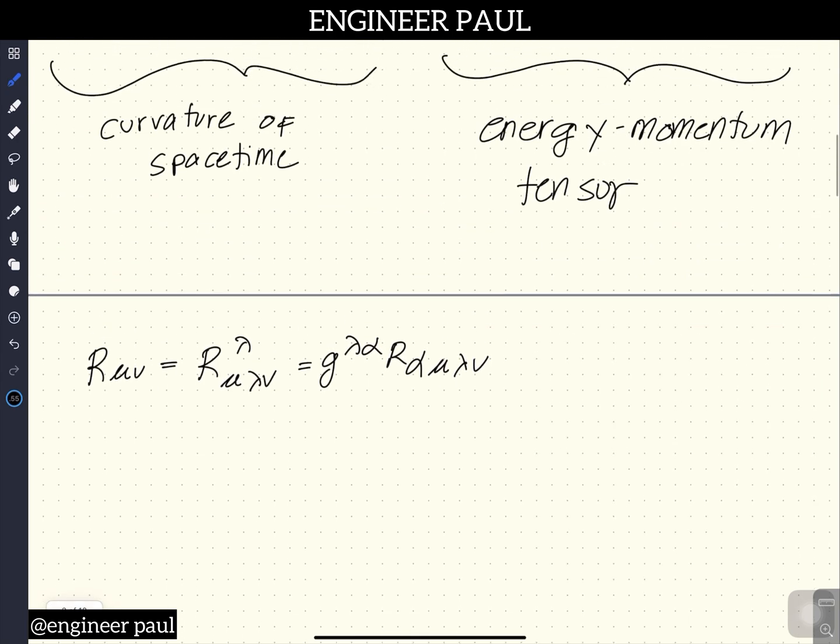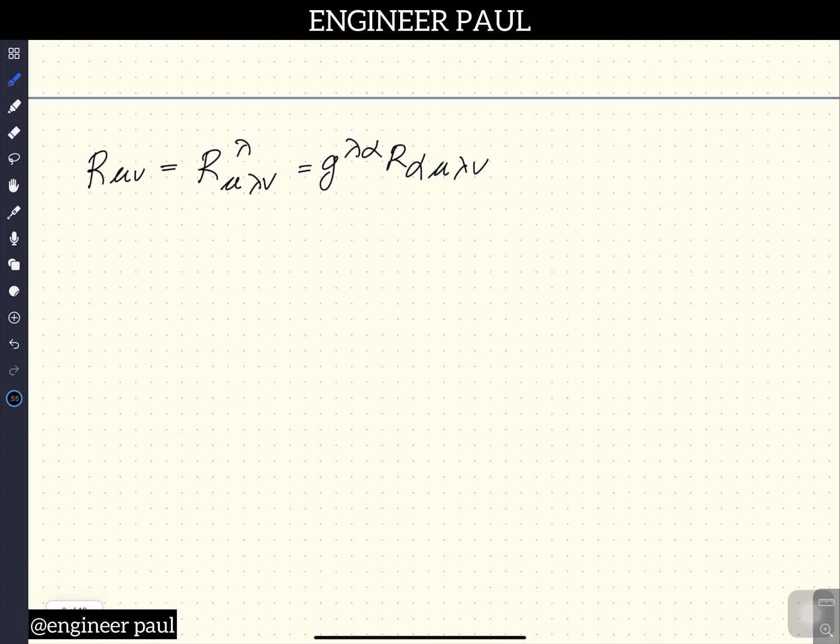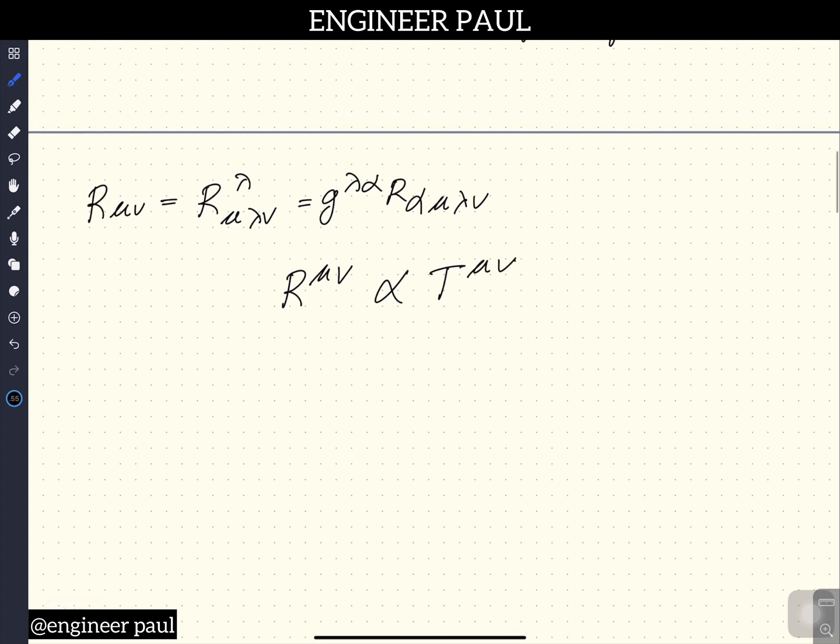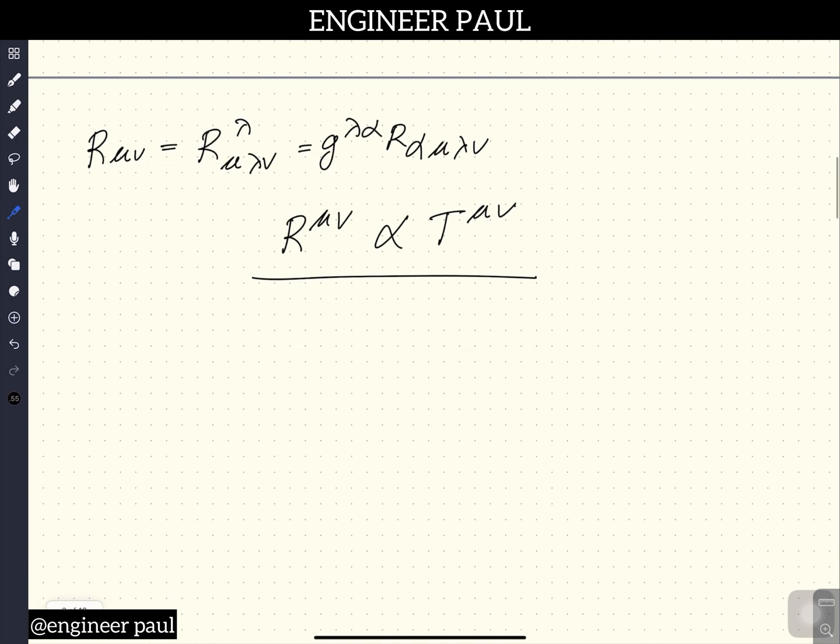Thus, we can say a proportionality between the Ricci tensor with the energy momentum tensor. But there is a problem here, since this proportionality does not respect our assumption of the local energy momentum conservation, or this just states that the divergence of the energy momentum tensor is 0. So the conservation of energy momentum tensor is given by the covariant derivative of the momentum tensor is 0.